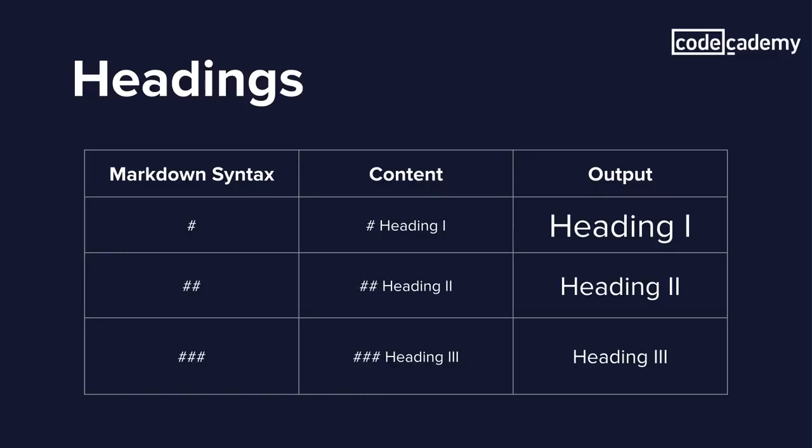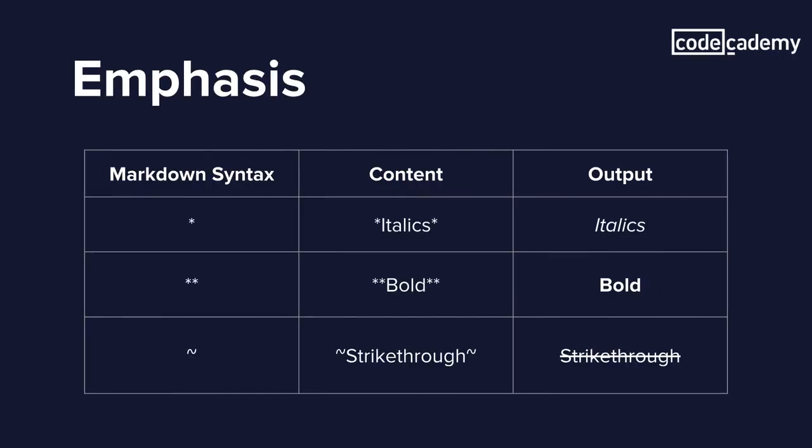For different types of emphasis, we use other punctuation marks. If you want to italicize your text, you simply add an asterisk before and after the word. In order to bolden it, you add 2 asterisks before and after the word. And if you want to have some strike-through text, you simply wrap the text in tildes.